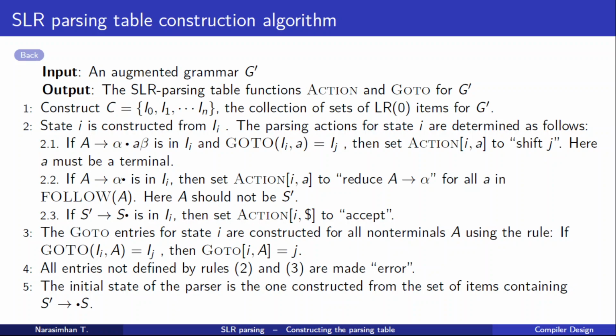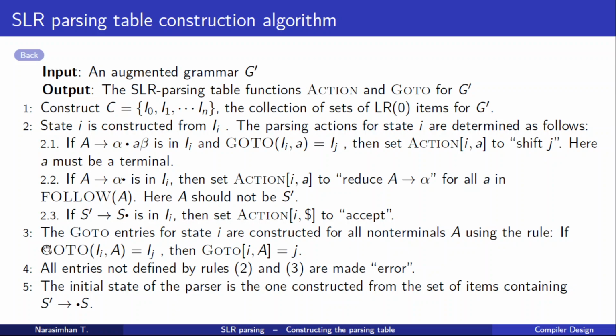Now how will you create the entries for the goto part? The goto part entries are created like this. If goto(I, A) = Ij. Now one important point, you don't confuse between these two notations. This GOTO where all the letters are in uppercase represents the goto function, whereas this Goto where only the first letter is in uppercase represents the goto part of the action table.